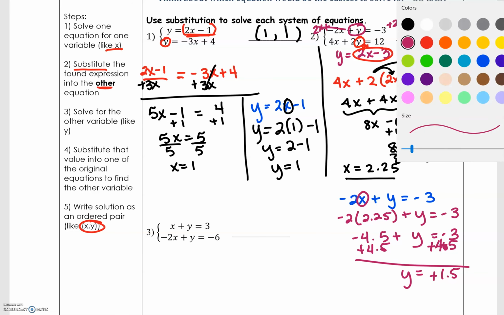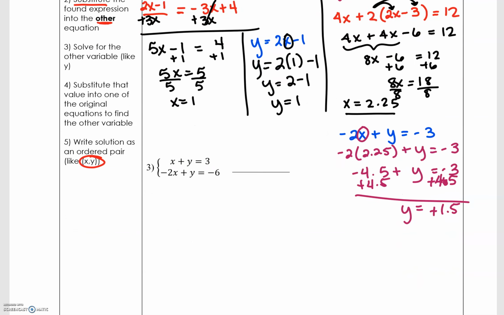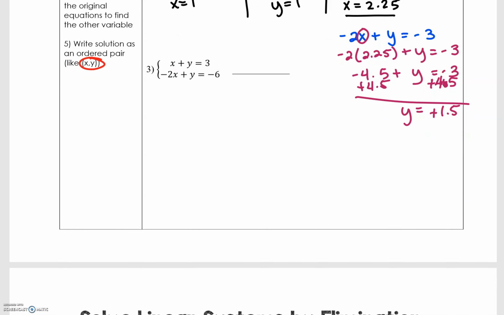Now you can go ahead and write those as fractions if you want to. This would be 9/4 and this would be 3/2, but you can do decimals if that makes a little more sense to you. All right, go ahead and try number 3 on your own.